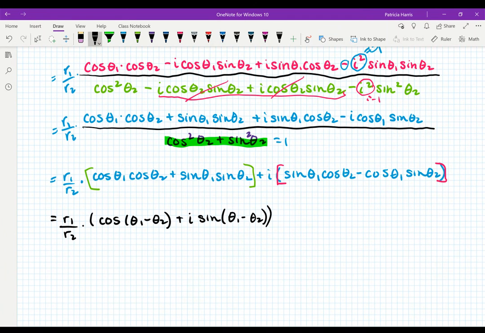Okay, so that one was a little bit more complicated, and I do understand that there's a lot to keep track of. Okay.